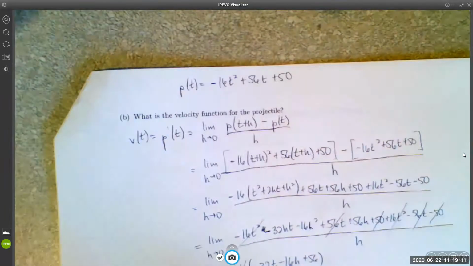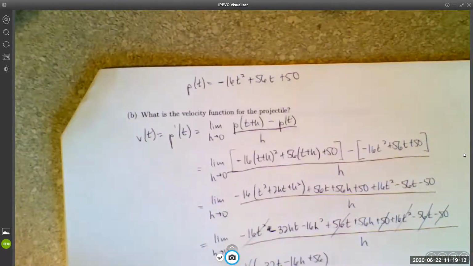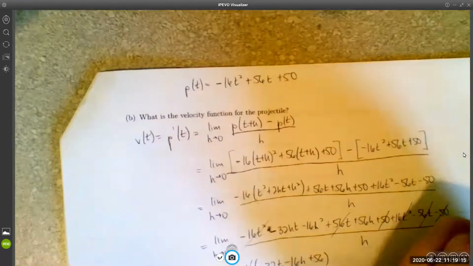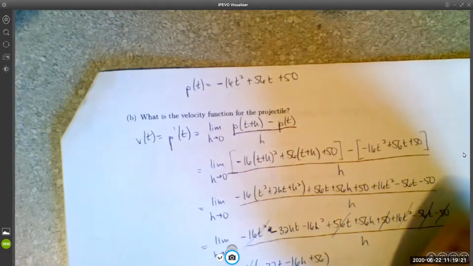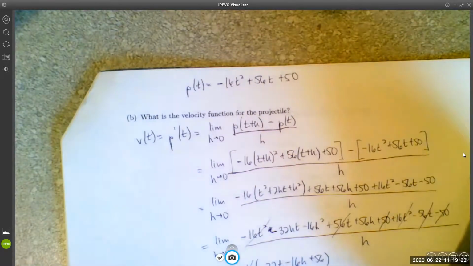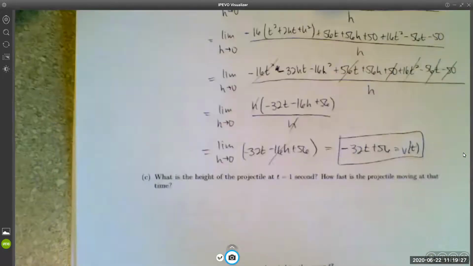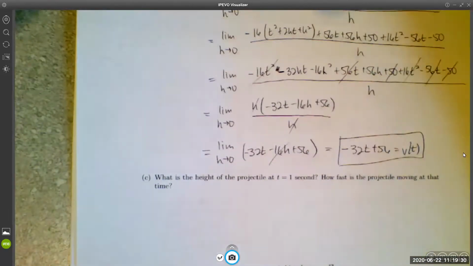Okay, and now at this point we can safely plug in 0 for h. And that term's just going to cancel, right? So we're going to get negative 32t plus 56. There's our velocity function. Maybe I'll say this equals v of t. Right? So there's our velocity function. Okay.